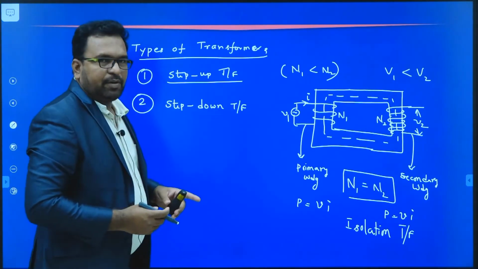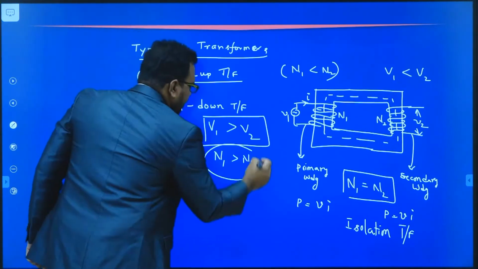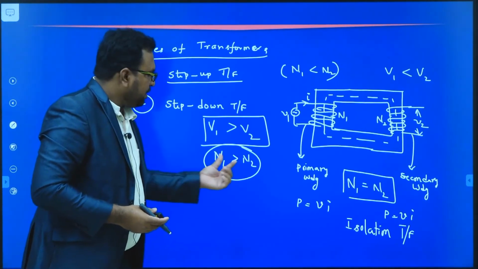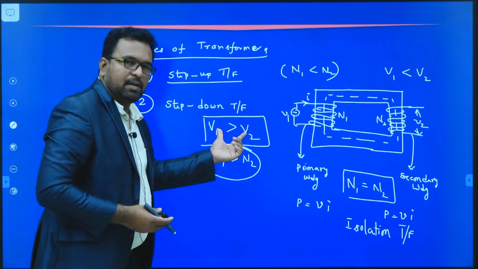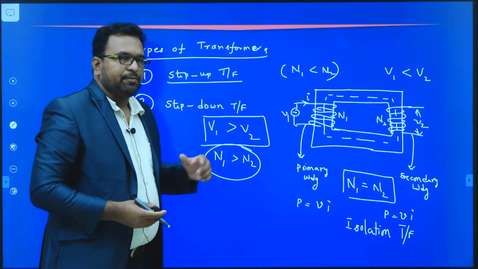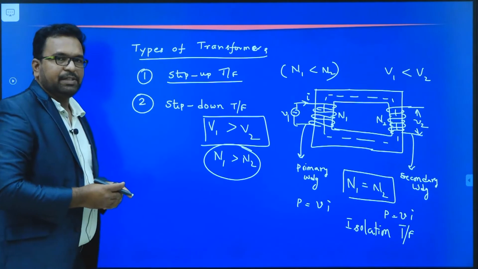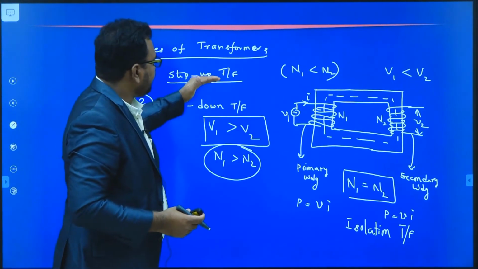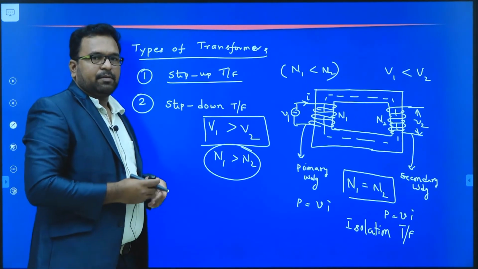Now what about step-down transformers? Obviously, in a step-down transformer, the primary winding contains more number of turns than the secondary winding. That's why the voltage V1 is also greater than V2. So this is the classification of transformers based upon the operation. One is the step-up transformer, another one is the step-down transformer.